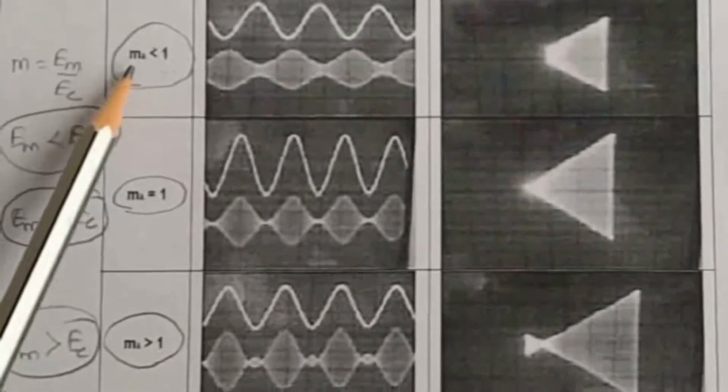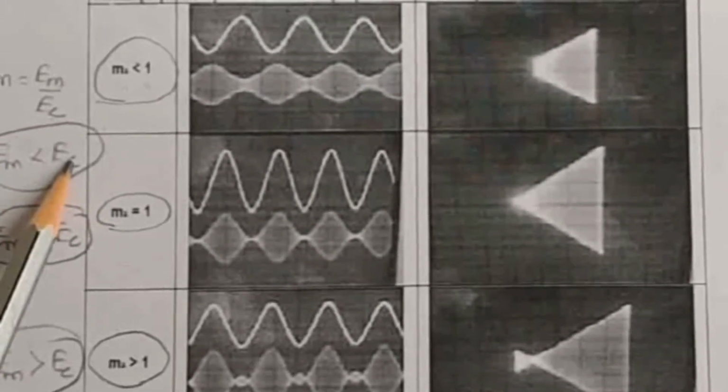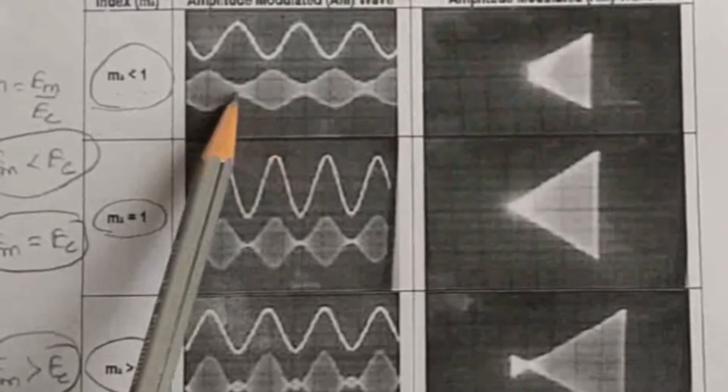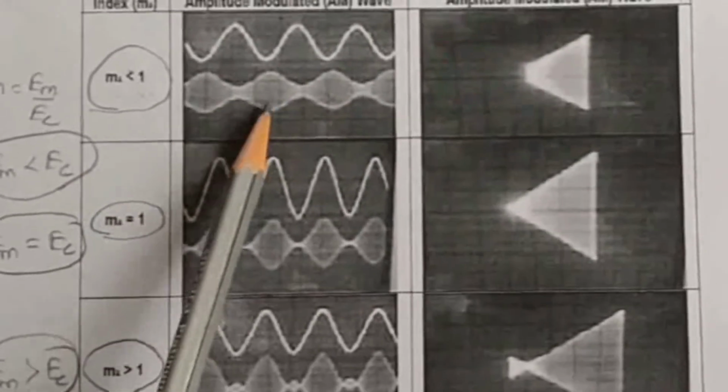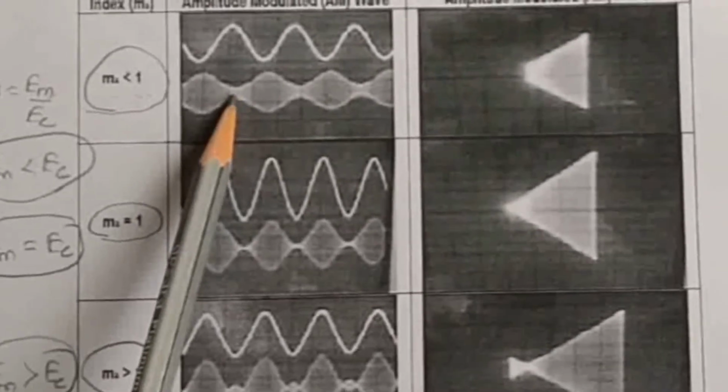So during under modulation, the Em value is less than Ec, right? With Em less than Ec, we will be getting both E maximum and E minimum, right? This peak to peak value is the E maximum, and this peak to peak value is the E minimum, right?